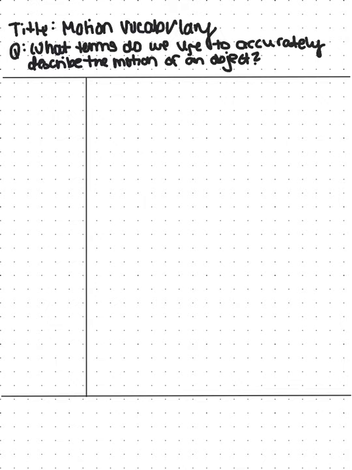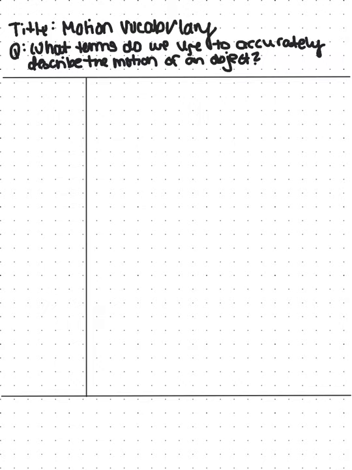So now that you've watched the video and looked at different ways to describe motion of an object to someone, looking at things that move forwards and backwards, fast and slow, and just again describing that in words that we're comfortable with. Today we're going to talk about more specific vocabulary. So the title of our notes today will be Motion Vocabulary, and our question is going to be, what terms can we use to accurately describe the motion of an object?